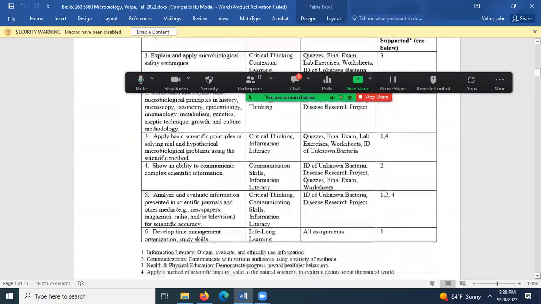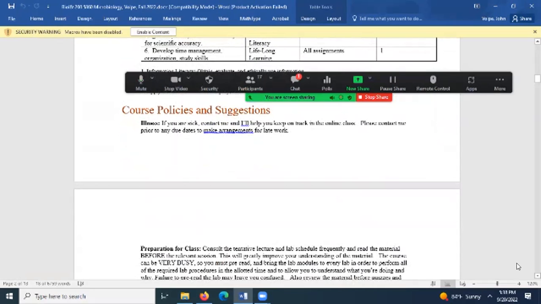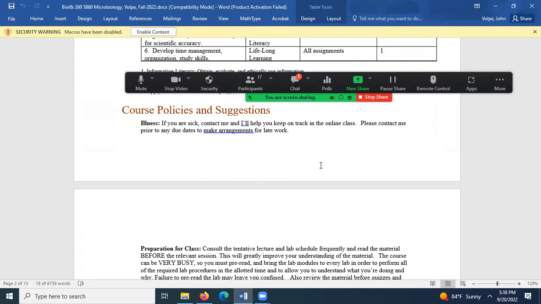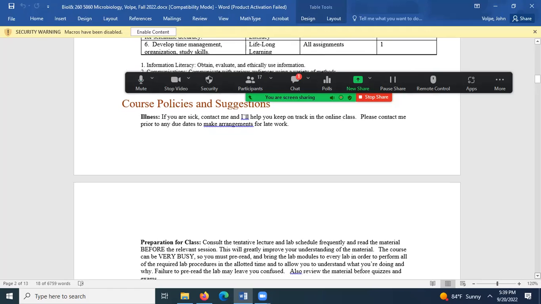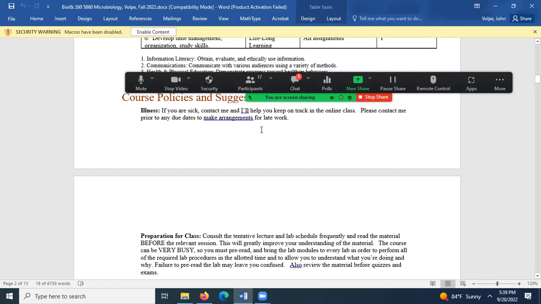All right, course description, course outlines, I'll let you read through that. Course policies and suggestions. If you're ill, you should contact me before an assignment is due, and make arrangements for late work. If you contact me after the assignment is due, you may get a late penalty. Even if you're ill, I don't expect you to be attending, although this is an online class, so you should be able to attend even if you're ill. But you can make arrangements for late work. Generally, even if you're ill, I do expect you to get the assignment in when it is due.